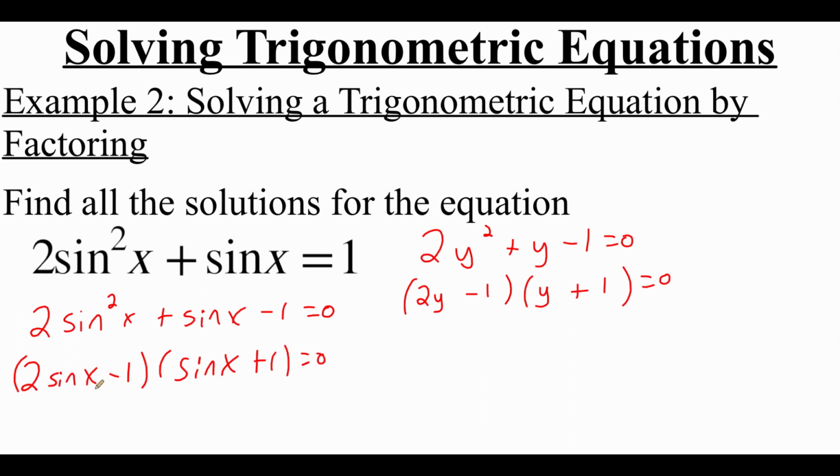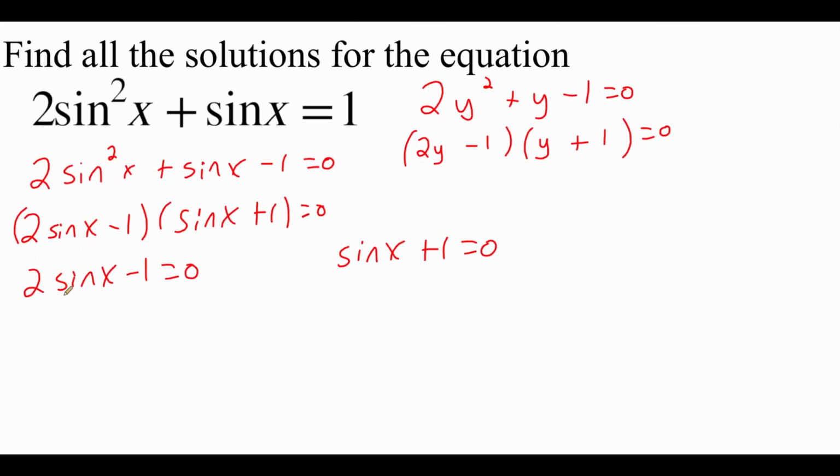And now what I'm going to do is take each one of these factors and individually set them equal to 0. So we're going to have 2 sine of x minus 1 equals 0, and we're going to have the sine of x plus 1 equals 0. Now in order to solve this first one, I'm going to add that 1 over to the right-hand side. So we have 2 sine of x equals 1. I'm going to divide the 2 over, so we have the sine of x equals 1/2.